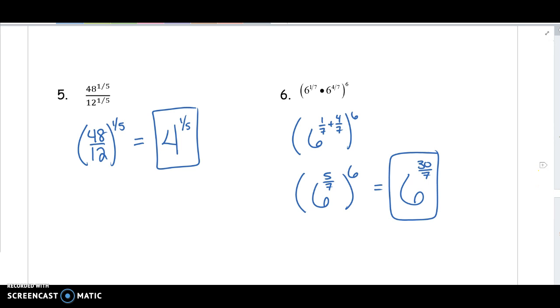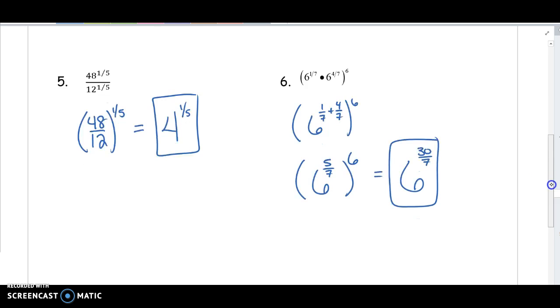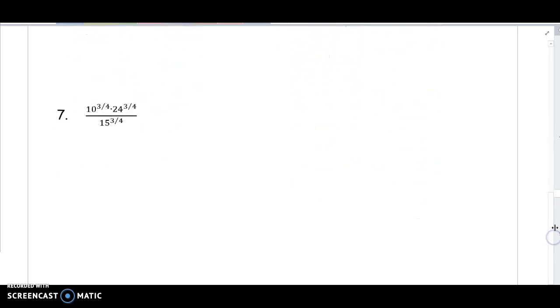Okay, our last problem is actually very, very similar to number 5. So when I see this, I think, oh my gosh, not the same base. I can't add or subtract exponents if I don't have the same base. So I look at the denominator. These are all 4th roots. Try the 4th root of 10, not on the chart. 4th root of 24, not on the chart. 4th root of 15, not on the chart. But because they all have an exponent of 3/4, you can put the 3/4 outside of the parentheses and inside 10 times 24 divided by 15.